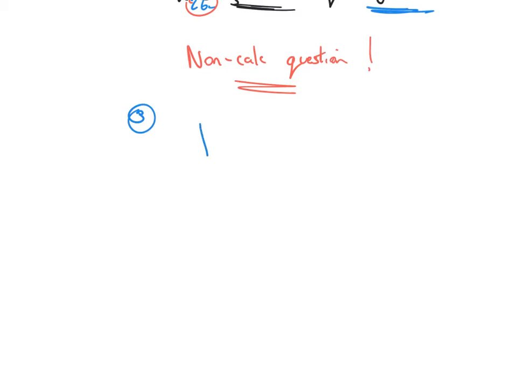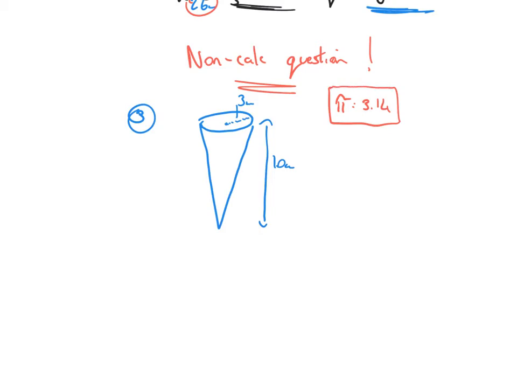Okay, so let's say we're presented with this cone here, and the radius up here is 3 centimetres, and the height of the cone is 10 centimetres, and we're told to take pi to be 3.14. So that's an instruction that could be given to us in an exam, and that's a probable instruction if it's a non-calculator question. Okay, so let's get the formula down. Volume of the cone, 1/3 multiplied by pi multiplied by r squared h.